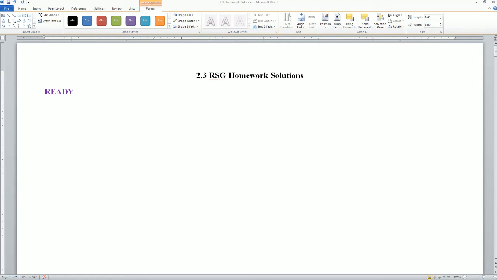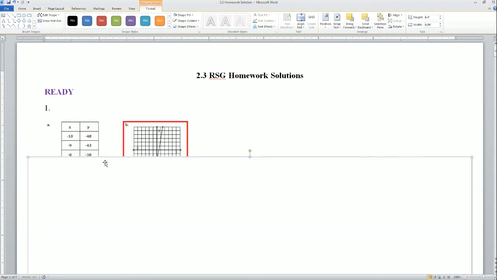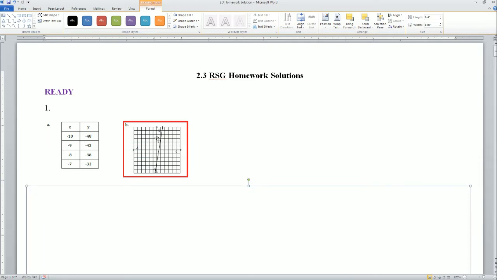Welcome, this is the 2.3 Ready, Set, Go Solutions. Here's the ready part, right? They're just asking us to compare the slope. Here, I say A and B. A is in the chart, B is in the graph, right?